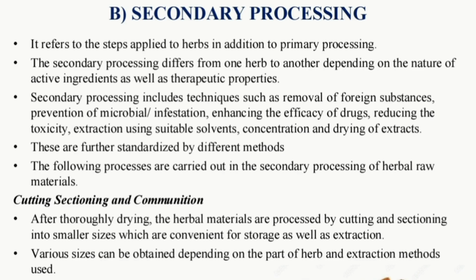Then secondary processing. It refers to the steps which are applied to the herbs in addition to primary processing. The secondary processing differs from one herb to another depending on the nature of the active ingredients as well as therapeutic properties. It includes techniques such as removal of foreign substances, prevention of microbial infestation, and enhancing the efficacy of drugs, reducing the toxicity, extraction using suitable solvents, concentration, and drying of the extracts. These are further standardized by different methods.